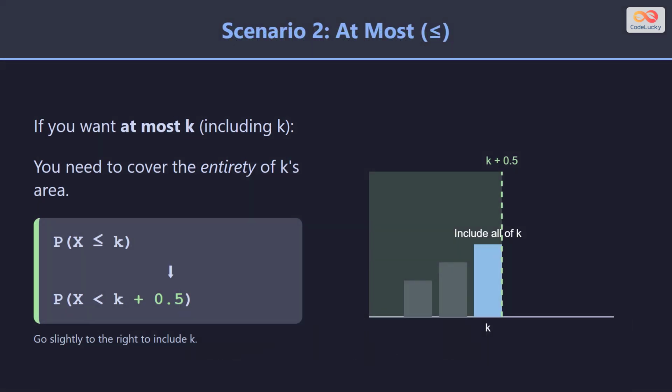Scenario 2. What if we want the probability of x being less than or equal to k? This means we want to include k in our calculation. To make sure the continuous curve covers the entire bar for k, we must push our boundary slightly to the right, to k plus 0.5. Think of it as ensuring the whole block is inside the shaded region.